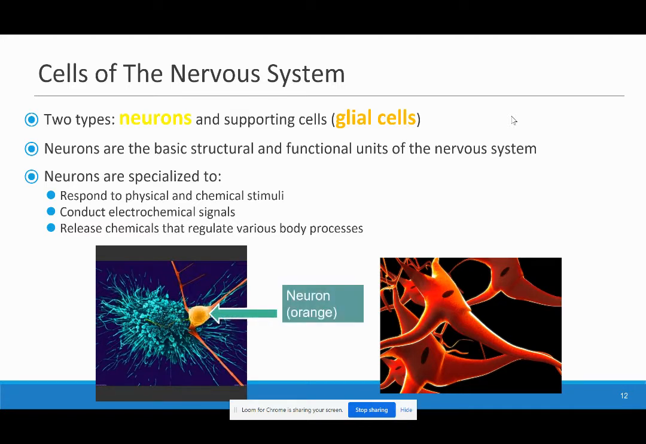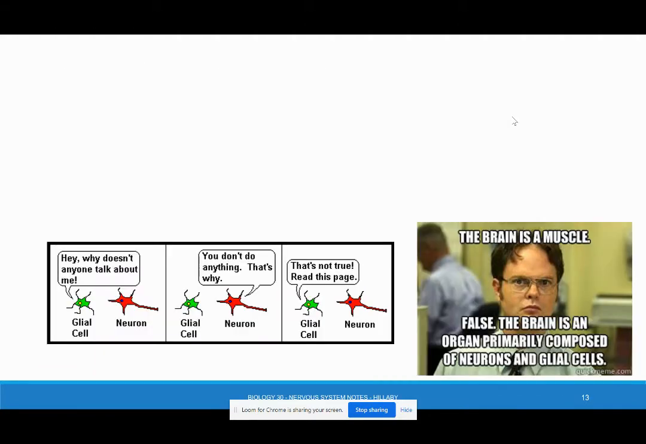That's just a neuron hanging out with a type of glial cell. The brain is a muscle. False. The brain is an organ primarily composed of neurons and glial cells. It's a bad joke. Same with this one right here. Bad jokes.